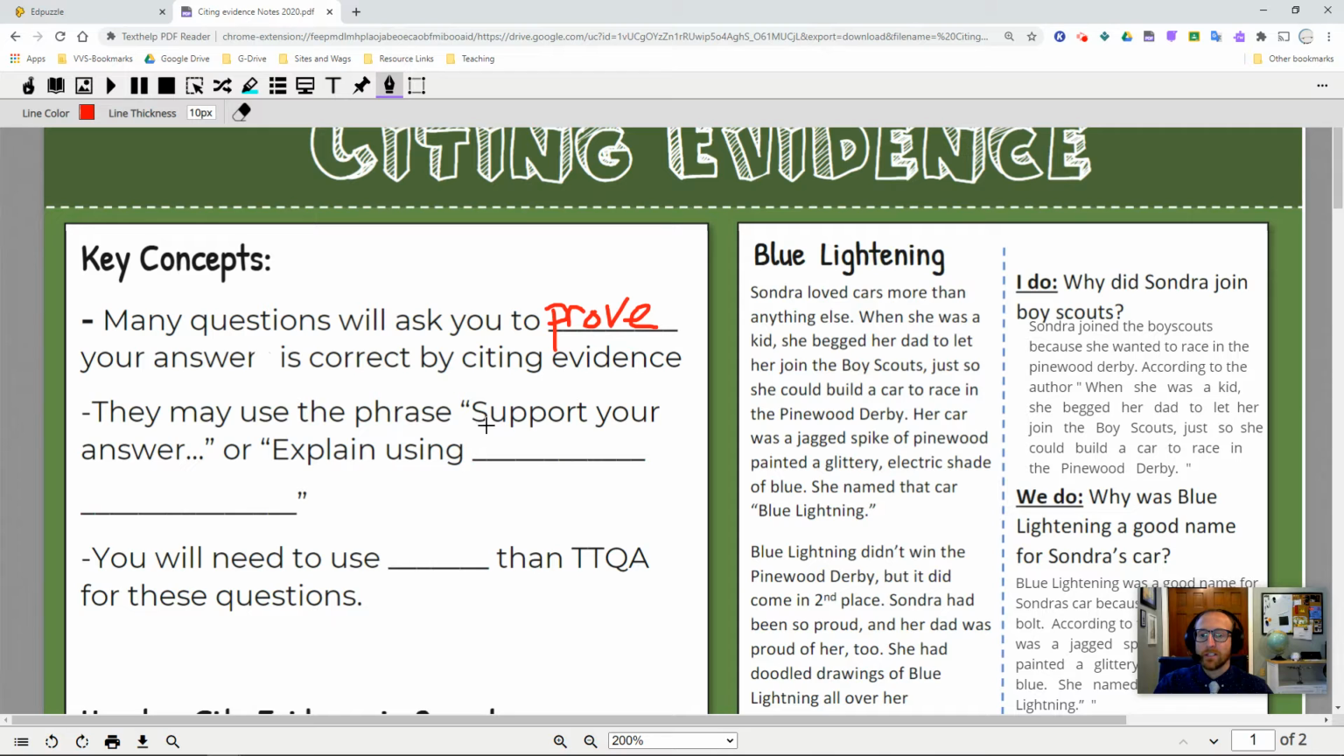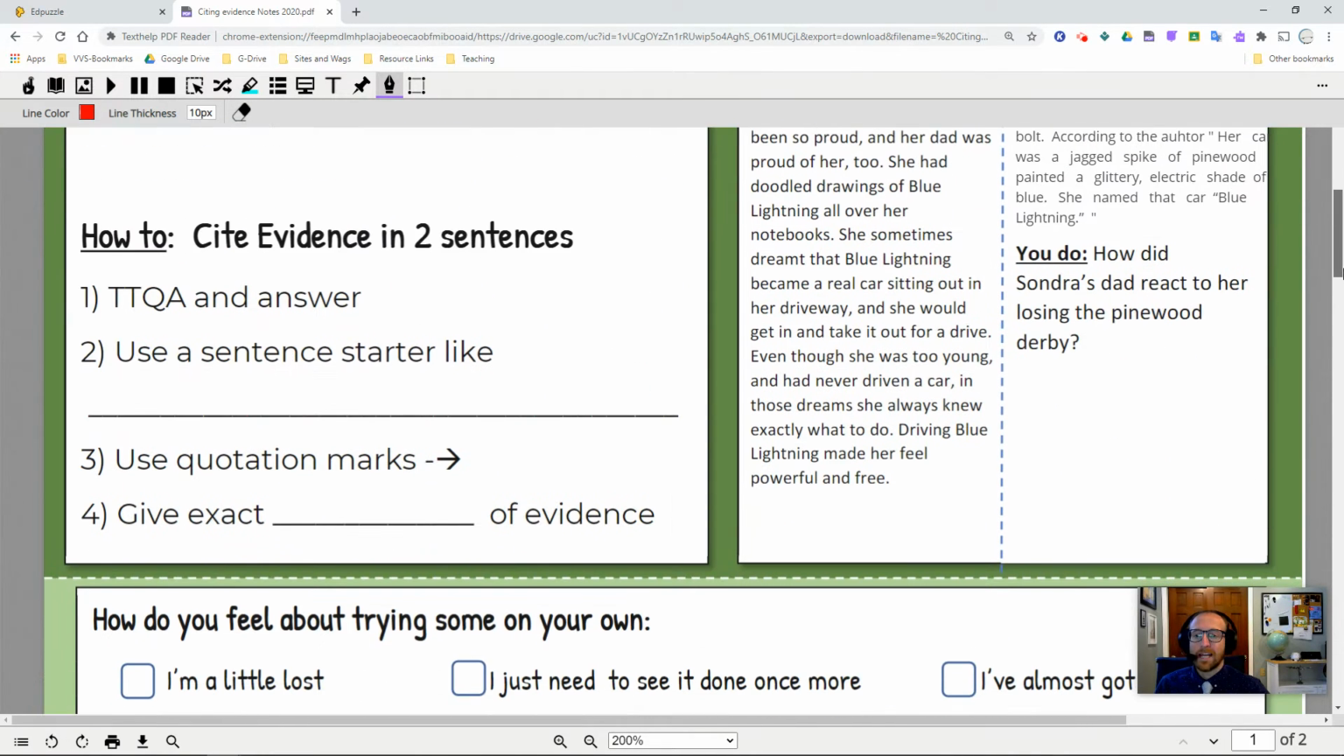They may use the phrase support your answer or explain using text evidence. Those are some ways you know that a question is looking for more than a sentence. If they say support your answer or explain using text evidence, that means you've got to do more than a TTQA. So for those you need more, because one sentence cannot answer the question and prove your answer is correct. You'll need to do more.